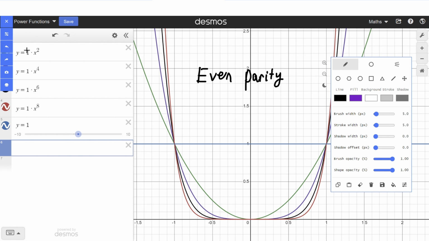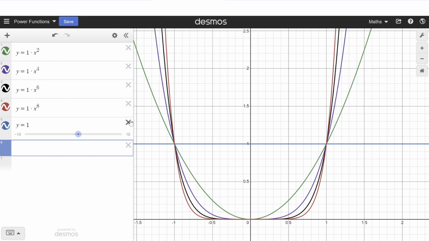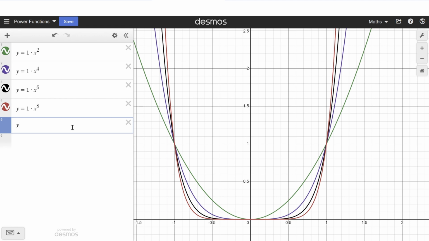So we know that functions of an even parity generally have this curved shape. What about functions of an odd parity? Because that's probably a different situation again. So we look at functions with an odd parity and compare them with functions with an even parity. So let's just look at this: y equals 1 times x cubed.